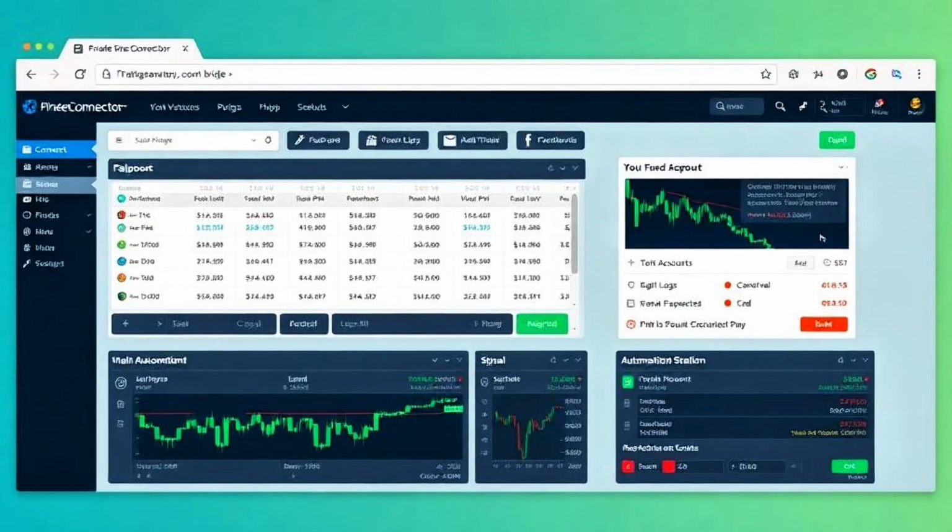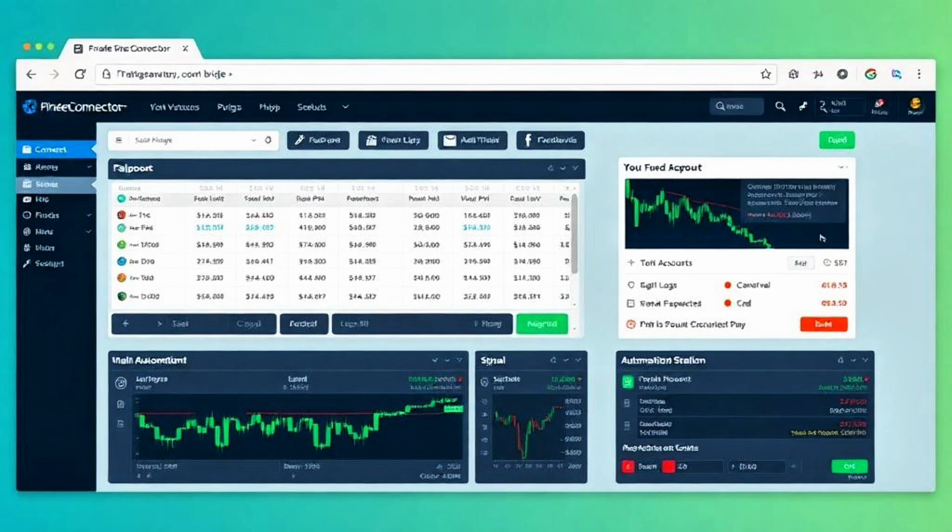Hey everyone, in this video, we are going to be reviewing the PineConnector and see if it's the best automation software in 2026. So this video is a comprehensive review of PineConnector, the bridge that connects TradingView alerts to MetaTrader for automated trade execution. So let's start with the dashboard and connected accounts.